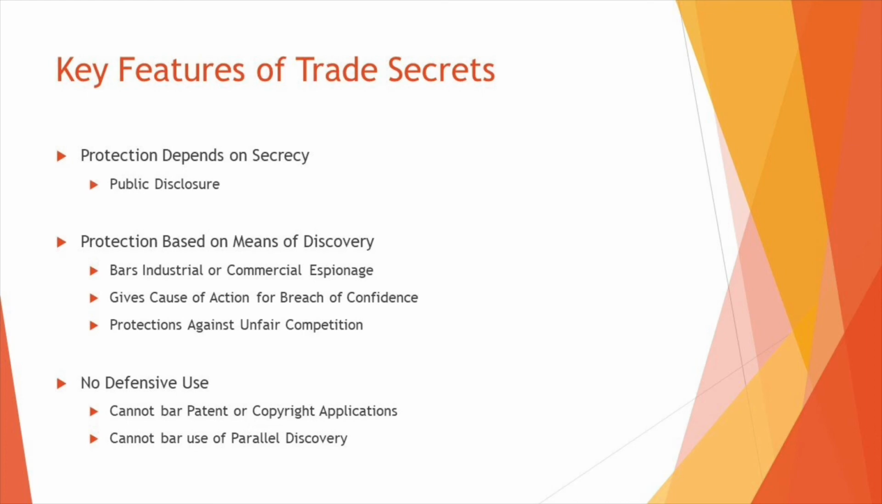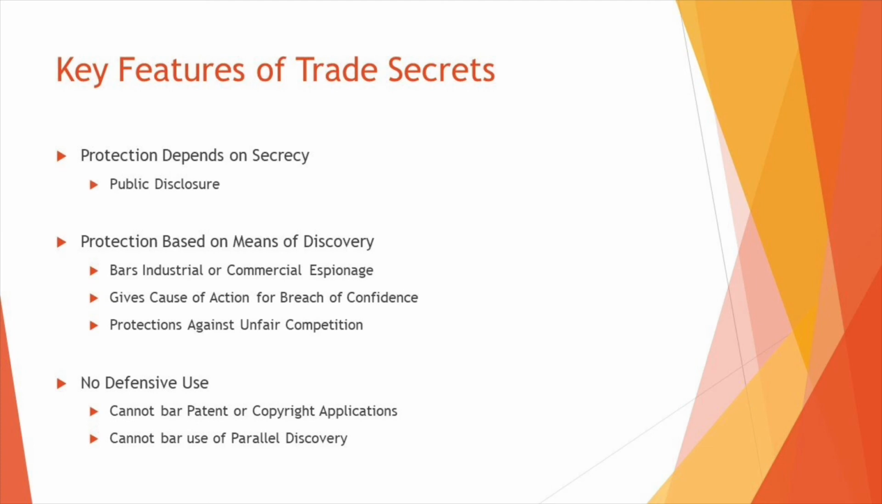Second, the extent of protection is limited to the means of discovery. Now, what that means is that a trade secret protection will bar industrial or commercial espionage and will give you causes of action for breach of confidence. So if someone acquires the information by getting through the protections that you have put in place to maintain secrecy, the trade secret protection will allow you to stop them, to pursue them. It is essentially a protection against unfair competition.